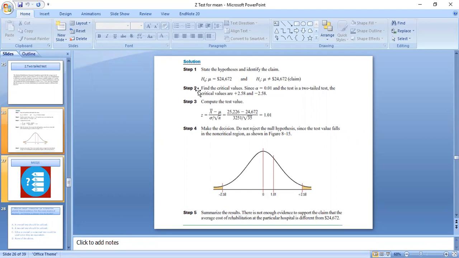Then the second step is to find the critical value. Since alpha is 1%, the level of significance is 1%, and the test is two-tailed, the critical values are plus 2.58 and minus 2.58.